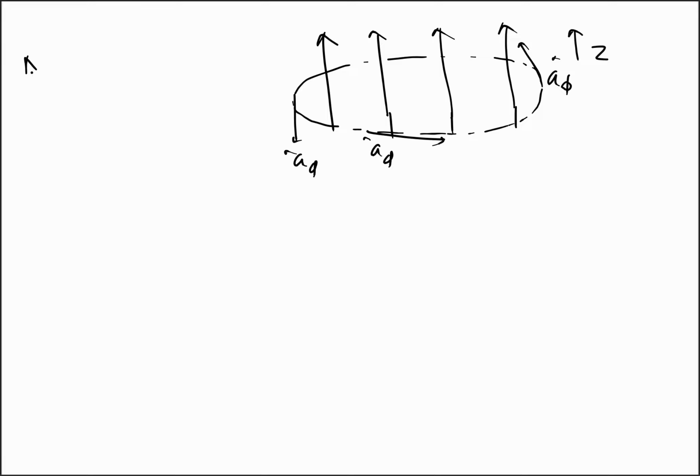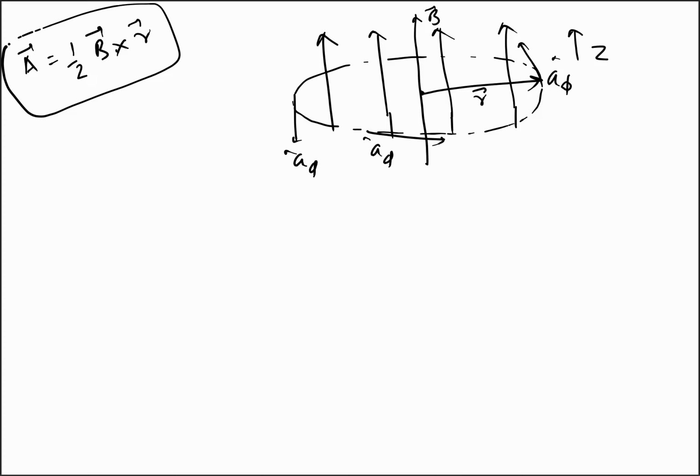And its value is A is equal to 1 by 2 B naught, or B cross R, where R was the vector from the center to the point, and this was B. So B cross R is always going to give us the vector potential. So in this way we can have a feel of vector potential, that its curl will always give us the magnetic flux density.